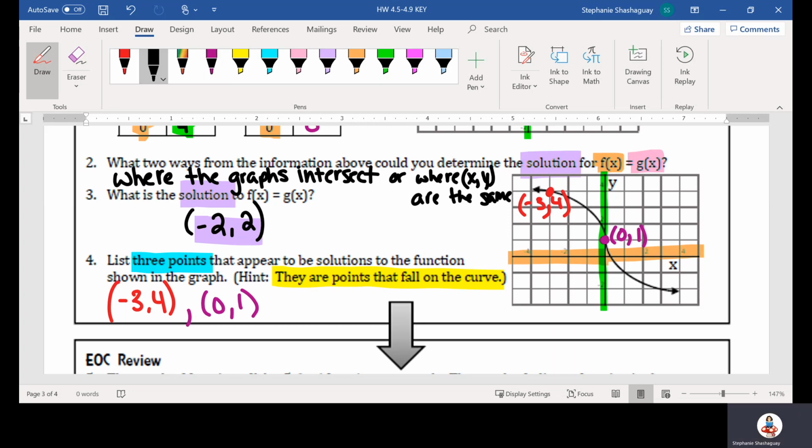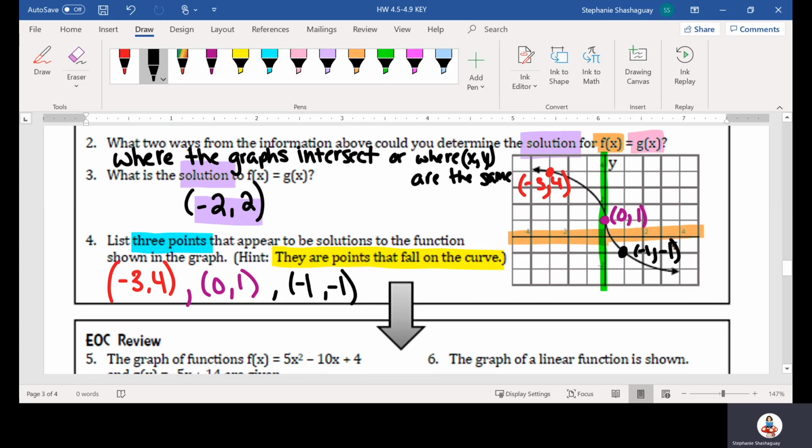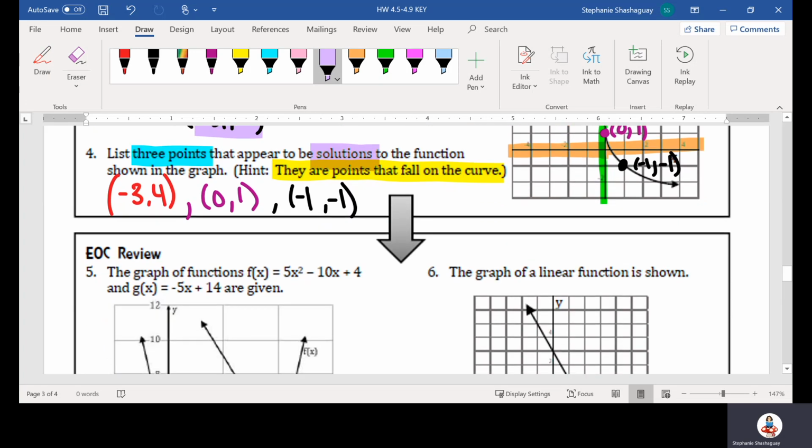The last point I'm going to select is going to be right here. And that is when my x is -1 and my y is also -1. So those are 3 solutions. And remember, solutions are just telling us points on that line. They're telling us an x and y value that makes a true statement for that function.